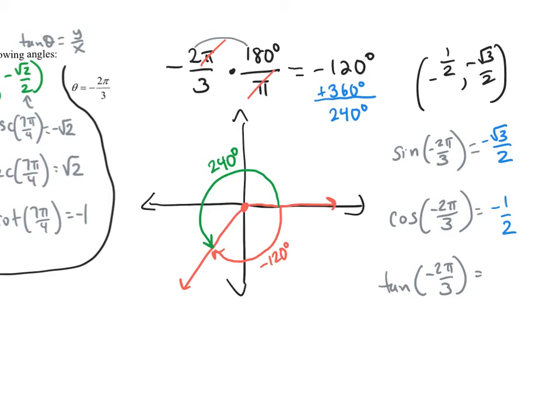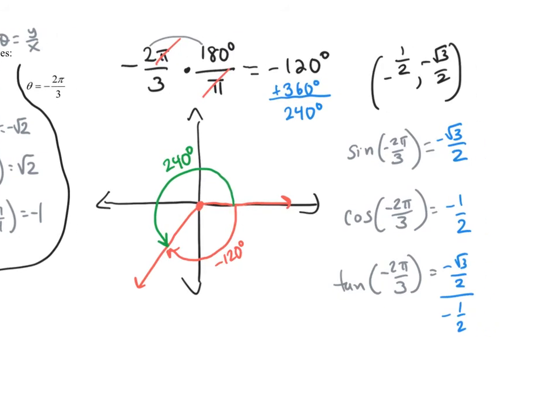And the tangent is y over x, so -√3 over 2 over -½. And the same thing that we did before. They both have a denominator of 2, so we can get rid of that. These are both negative, so that'll become a positive. So we get just the square root of 3. And again, to find the other ones, you certainly could find them. You would just have to flip them all and get their reciprocal values.